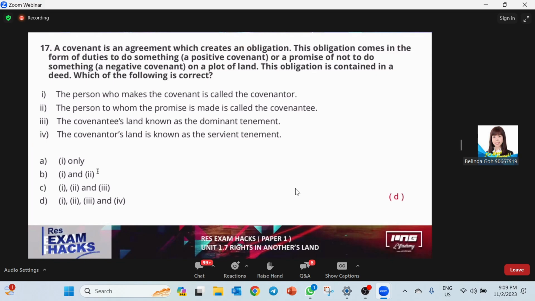D. Quite a number of them confused between B and D. Right. So understand the question.